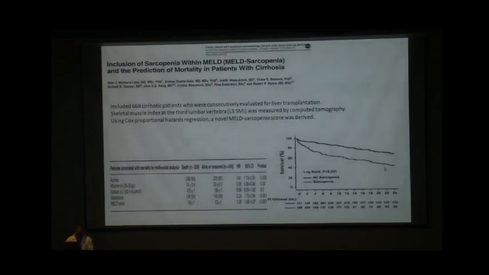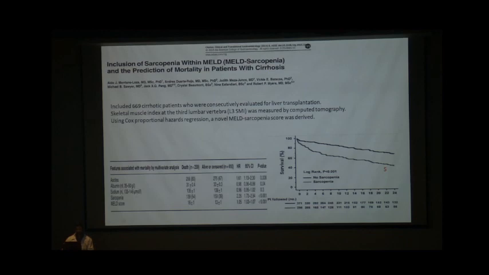Whether MELD correlates with sarcopenia. So there is a MELD sarcopenia study which included 69 cirrhotic patients, and skeletal muscle mass was measured at the L3 level. They showed that patients who had sarcopenia had poorer survival as compared to those who did not have sarcopenia. Factors associated with mortality included ascites, albumin, low sodium, sarcopenia, and MELD score.